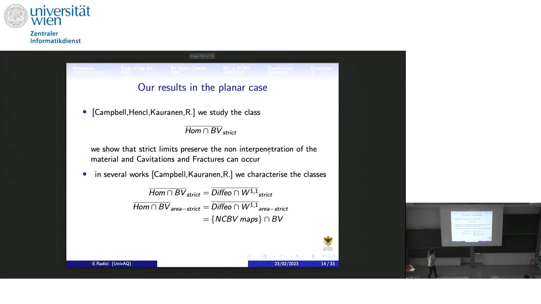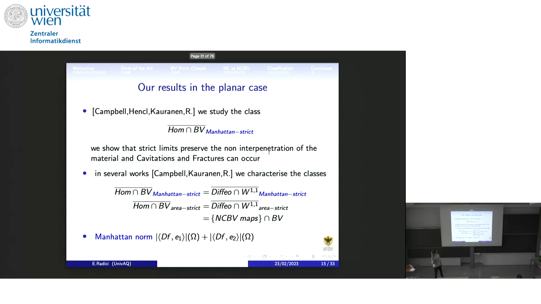Then, in another series of more recent works with Daniel and Aapo, we characterize these classes. We characterize the strict limits of homeomorphisms and also the area strict limits. We prove that the limit class is the same, and we find a suitable generalization of the non-crossing condition that was introduced in De Philippis and Pratelli, which we call the non-crossing BV condition. It takes care also of the bad discontinuities that we have now, the fractures, because they didn't have the fractures. In this slide I'm cheating a bit, because we don't prove exactly this, but we prove this.